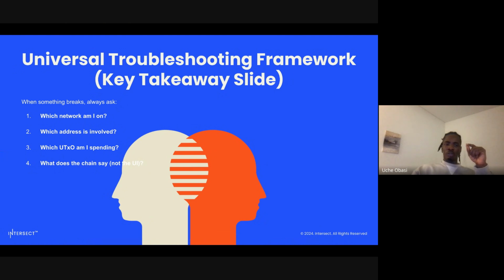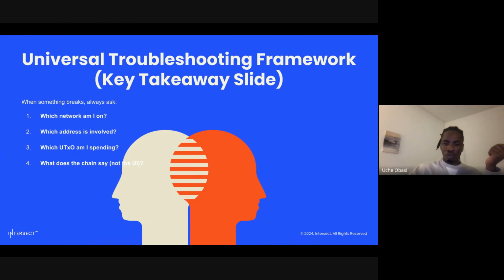the next thing you need to ask yourself is which address is involved. So you find out what address is involved. And then you can also ask yourself, which UTXO am I spending? And then the last question, but not the least, is what does the chain say? Not the UI. Because like I said, the UI can be flaky. The UI can miss some things.